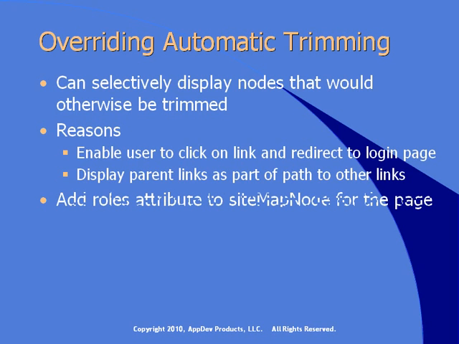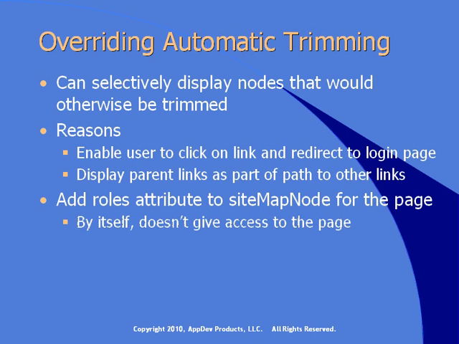So to override security trimming for a particular page, you add a roles attribute to the sitemap node for that page in the sitemap file. If the logged-in user is in a role that is listed in that attribute, the node will be displayed and the site authorization rules won't even be evaluated. This by itself doesn't provide direct access to the page. It will only display the link to the page in the control.